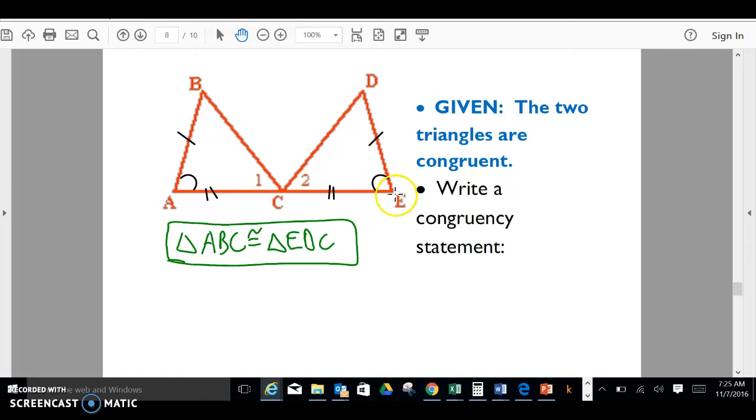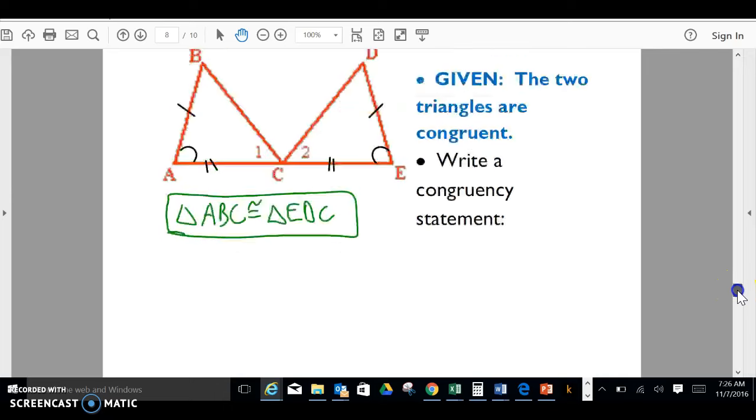And then I went here, and I started with E, because I noticed that E and A match up with their angle symbol. So I go E, D, C, because I went from here to here because of the tick mark, and then there was no tick mark. And that's the third side there. So triangle ABC is congruent to triangle EDC. All right, so there's my congruency statement.